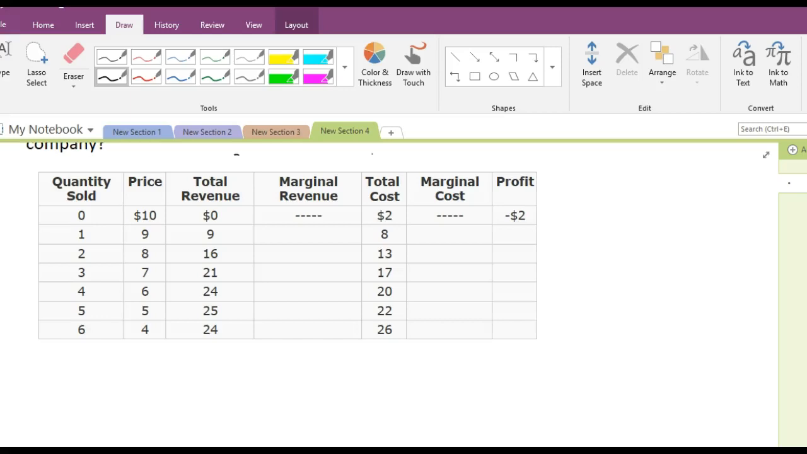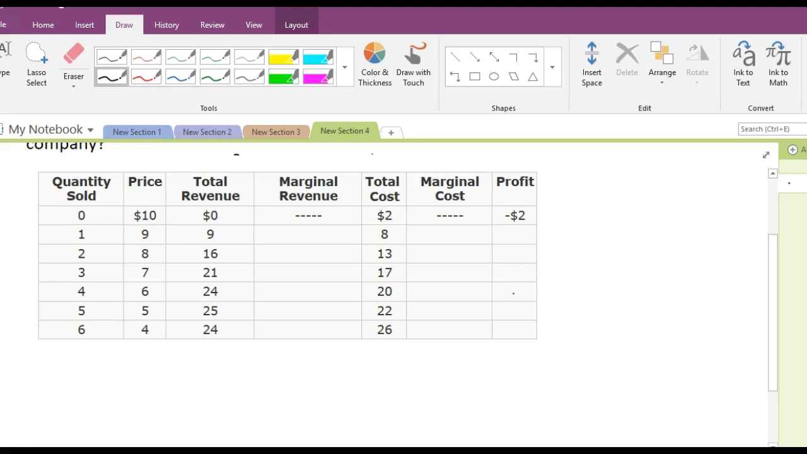Hi, in this video we'll look for a company with pricing power to choose a certain level of output to maximize their profits. There are two ways to get the answer. One is to focus on the profit column and then find out profit at each level of output and choose the one that is going to give you the maximum profit.